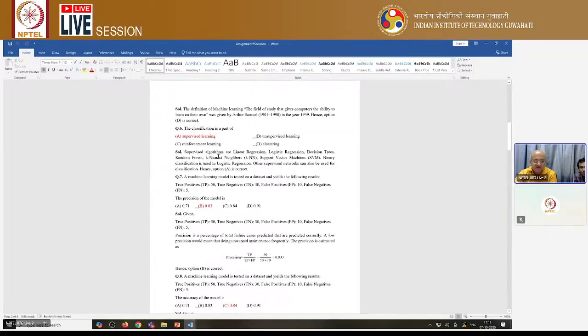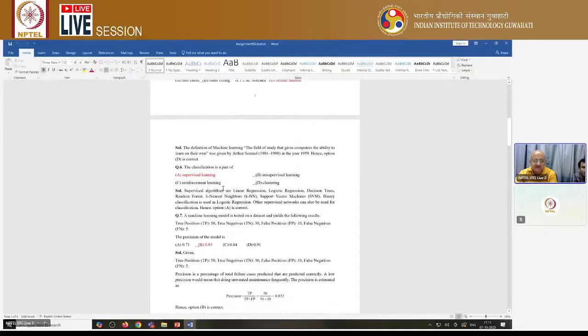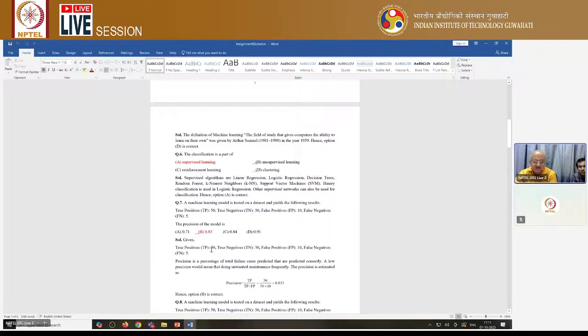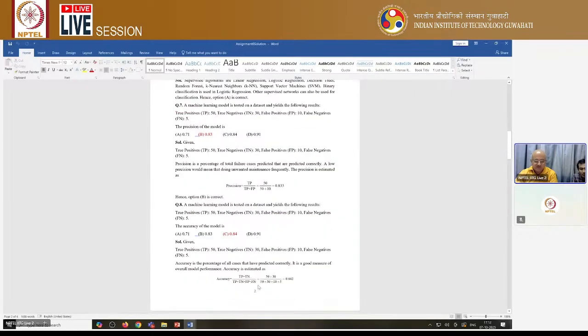Classification is a part of supervised learning. Procedure of the model, related to data in analytics. There are some definitions that we have used here. Suppose precision. How do we say precision? Precision means true positive divided by true positive plus false positive. Suppose a doctor detected cancer in 60 patients. But out of that, 50 really had cancer, and 10 were false positives. They did not have cancer, but the doctor predicted it. So 50 divided by 50 plus 10 is 0.833. So this is precision.